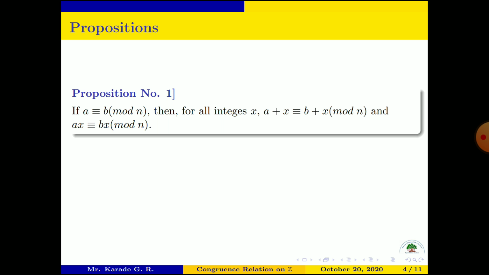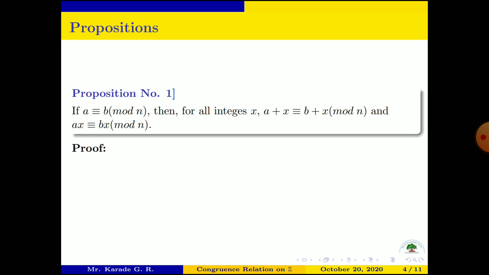Now here, in a is congruent to b mod n, in this equation you can add any integer x, that is, on the left hand side a plus x, on the right hand side b plus x. OK, we can add any integer, and the second result is ax is congruent to bx mod n, means we can multiply by any integer to this congruence relation. So this proposition is very much important. While solving the problems we will use this proposition.